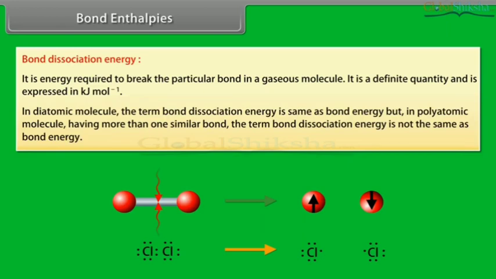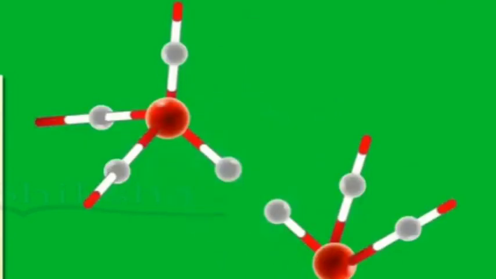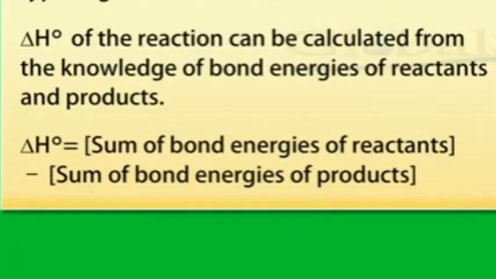The bond enthalpy values can also be used to calculate the enthalpy changes of many reactions. For example, for gas phase reactions, enthalpy change of reaction is equal to sum of bond enthalpies of reactants minus sum of bond enthalpies of products.